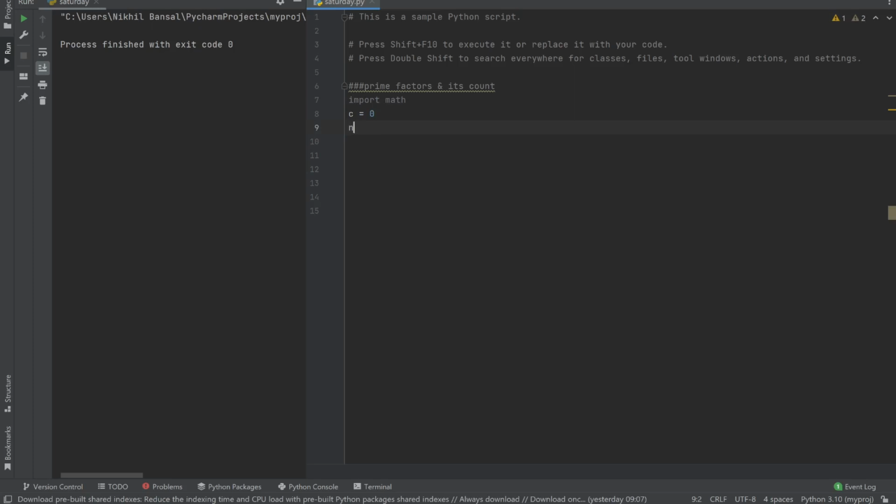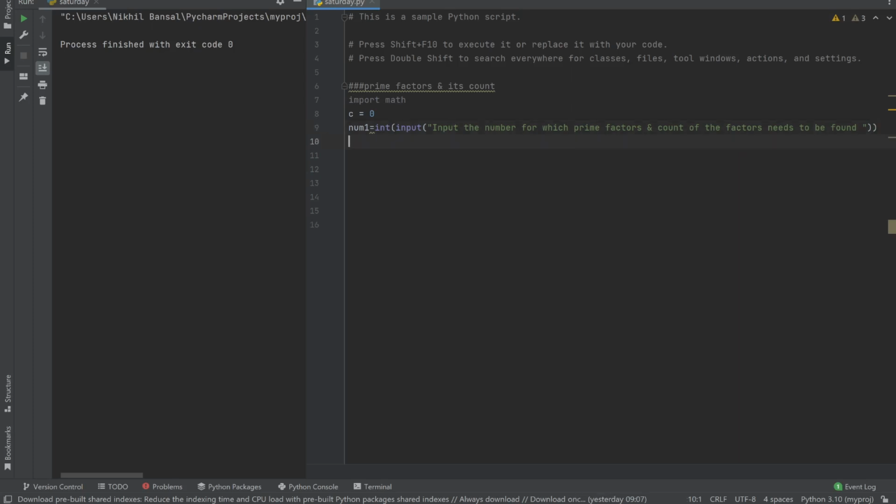Now we need to take the input from the user. Let's say num1 is our input from the user. I want this to be an integer, so I'm writing int. So I will ask for the input. I need to mention the prompt also, what the user needs to input. That is: input the number for which prime factors and count of the factors need to be found. Correct. So this gives me the input.